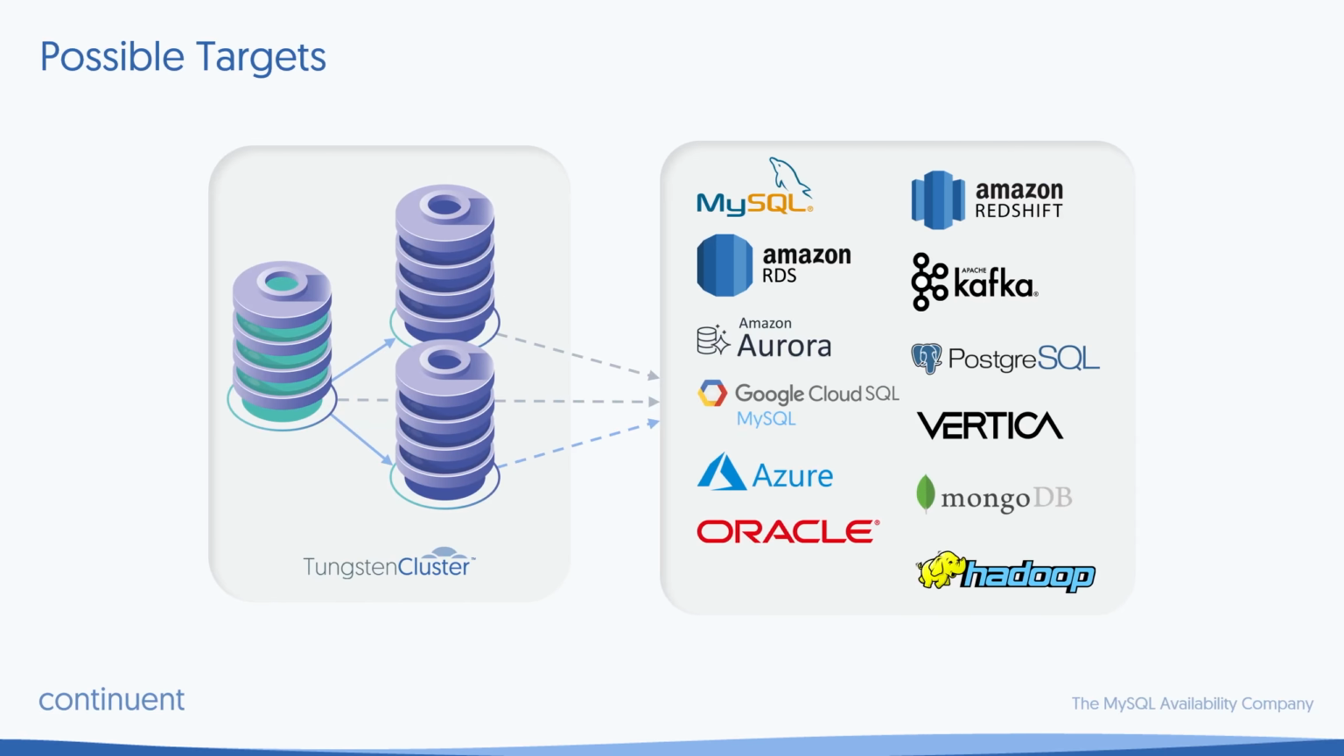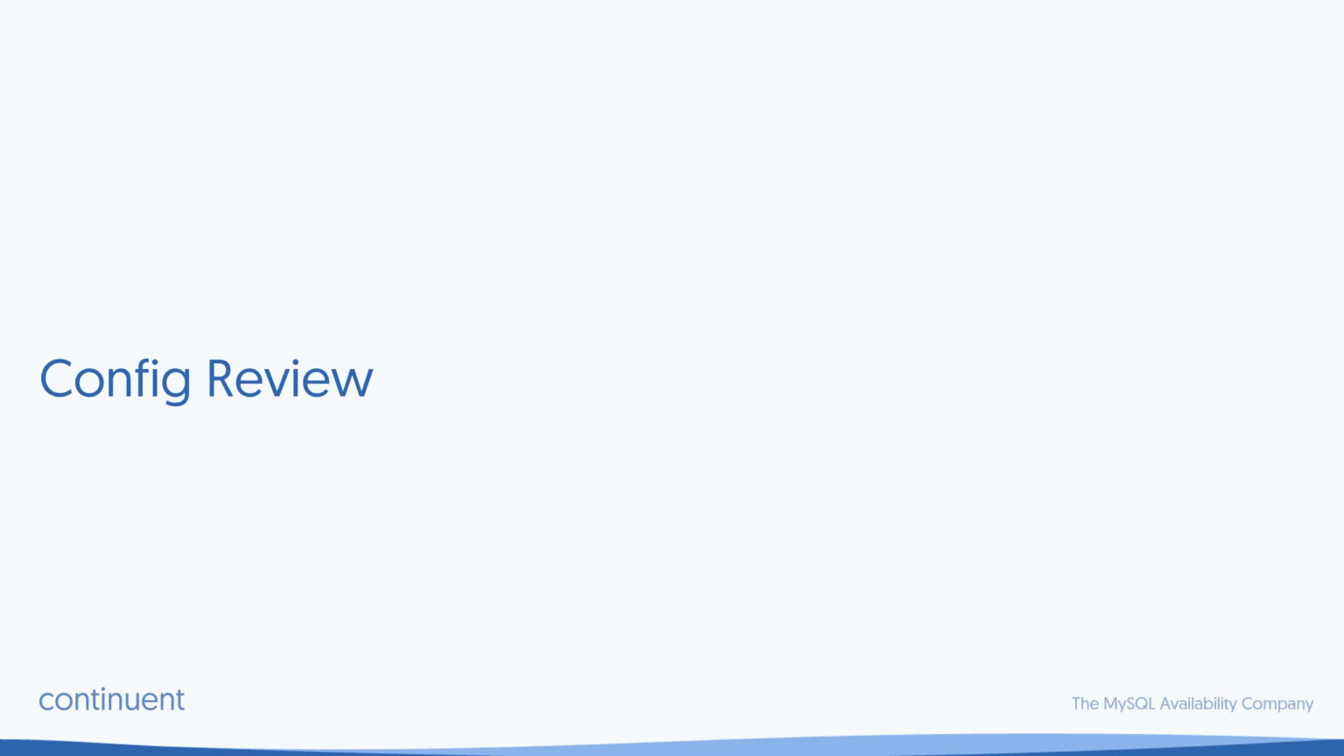So what are those heterogeneous targets? Well, as you know, Tungsten Cluster is a MySQL solution, so the cluster itself would be MySQL, but then we can replicate out from that cluster into any of the targets you see on here. So obviously into MySQL and all the various flavors of Cloud MySQL, so that's Amazon RDS, Amazon Aurora, Cloud SQL, Azure. But then the heterogeneous targets we can also replicate into the likes of Oracle, Redshift, Kafka, Postgres, Vertica, Mongo, and Hadoop.